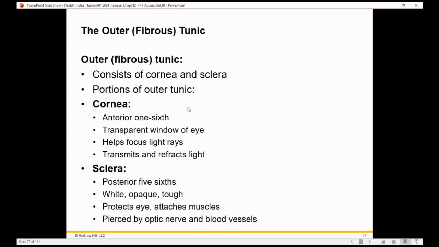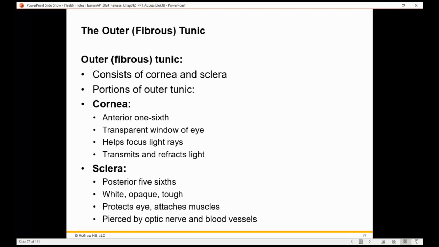The outer fibrous tunic consists of the cornea and the sclera. Portions of the outer tunic include the cornea, and this is the anterior 1/6. It's a transparent window of the eye and helps focus light rays, and it transmits and refracts light. And then the sclera, which is the posterior 5/6.